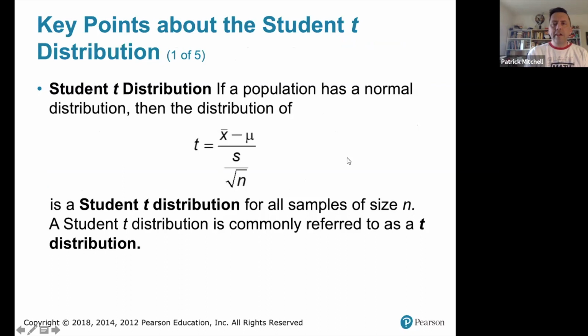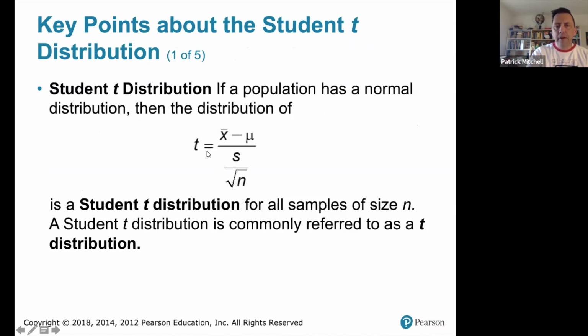So, student t distribution. If a population has a normal distribution, then the distribution of this variable, t, which is x bar minus mu, divided by s.